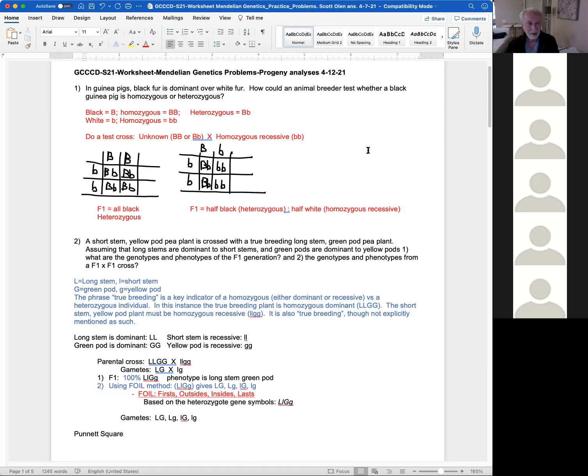So I hope that you all had a chance to go over these in advance of today, and that this presentation and discussion has clarified any questions you might have had. Because this type of question is going to come up as soon as Wednesday. We have a quiz, and the next test we have will also have Mendelian inheritance problems on it.